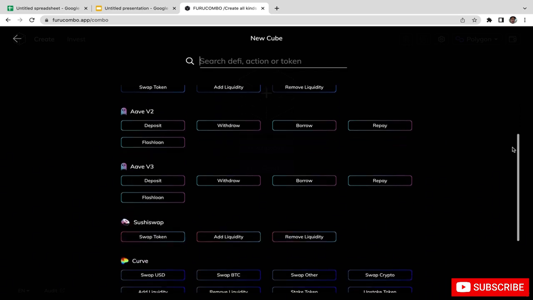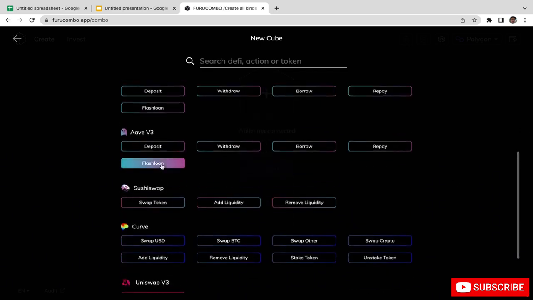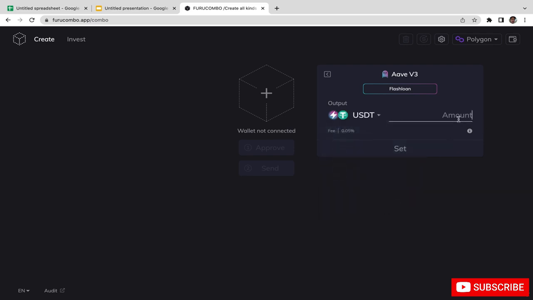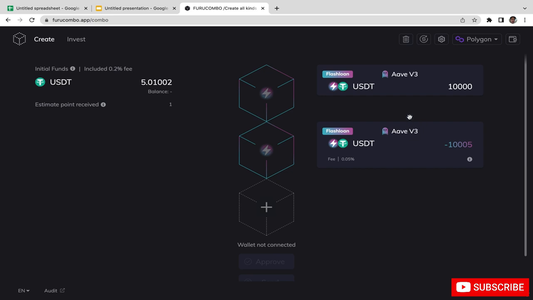Let's go back. I accidentally deleted the cube that we already created, so I'm going to redo it again. So sorry guys for wasting your time. 10,000 Tether. Okay, set. So the mistake that I made previously, I forgot to click on set. Every single time you are done with your box, just click on set.